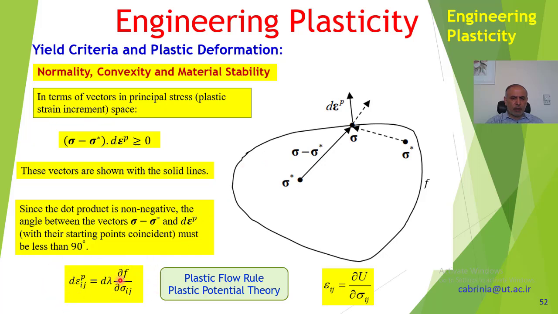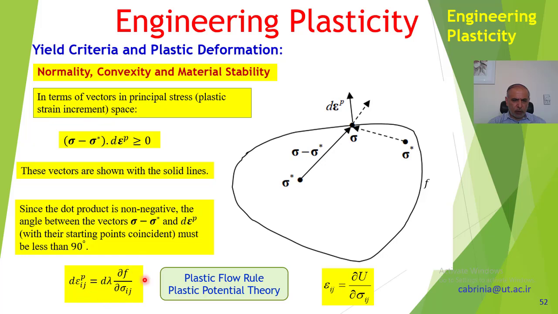So we call this the flow rule. Why do we call it the flow rule? Obviously because plastic deformation is the flow of the material. It tells us in which direction the material flows, and it is perpendicular to the yield surface. It's called the plastic flow rule, or plastic potential theory.